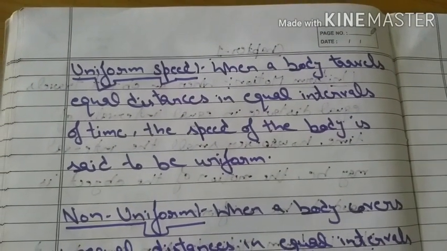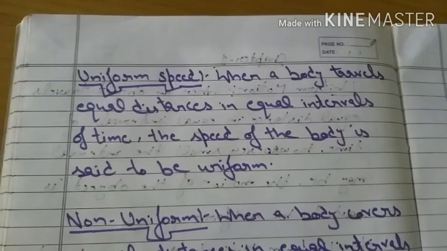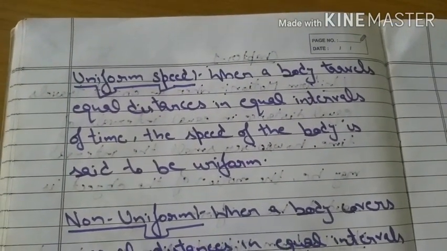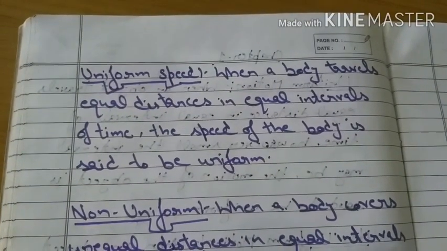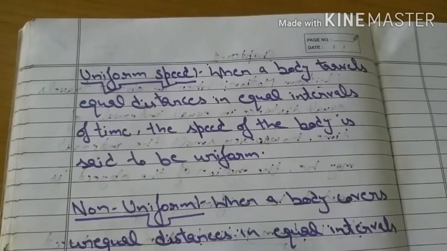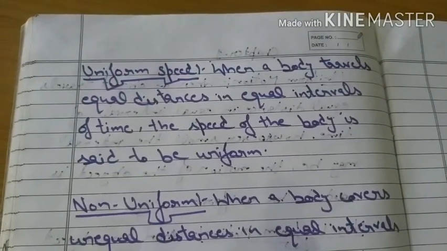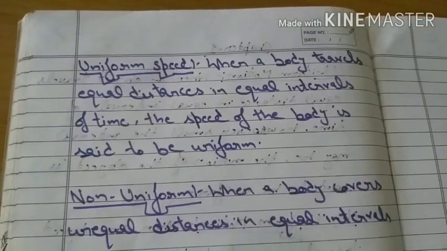Now our next topic, uniform speed. So what is meant by uniform speed? When a body travels equal distance in equal intervals of time, the speed of the body is said to be uniform. For example, in uniform motion, a body covers equal distance in equal intervals of time, and in uniform motion, the speed of the body is always uniform.